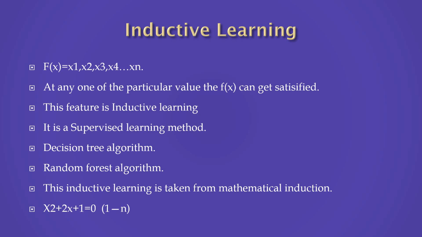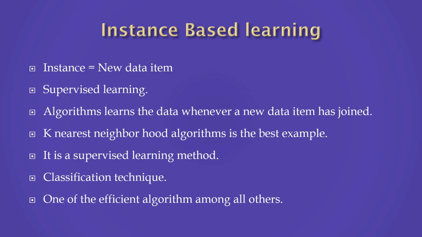And the next one is inductive learning. Inductive learning means f(x) is satisfied for x1, x2, x3, x4 up to xn. For any one particular value, f(x) can be satisfied up to n number of x values. This particular feature is called inductive learning. It is a kind of supervised learning, and decision tree and random forest algorithms come under inductive learning. It is also taken from mathematical induction. Why? Because in mathematical induction the equation is satisfied for 1 to n natural numbers, right? So this feature is called inductive learning.